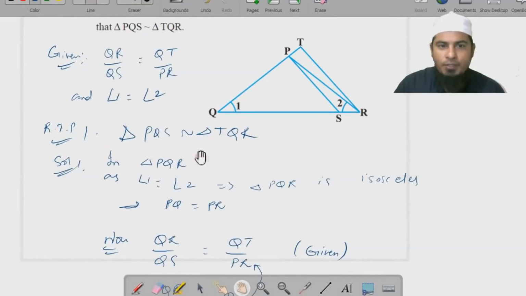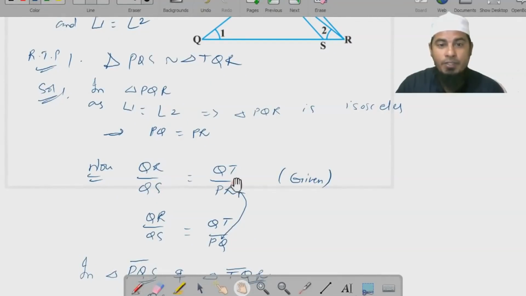Required to prove is this one. In triangle PQR, what is given? Angle 1 is equal to angle 2, and that implies triangle PQR is isosceles, so PQ is equal to PR. What was given? QR by QS is equal to QT by PR. Instead of PR, we have written PQ.